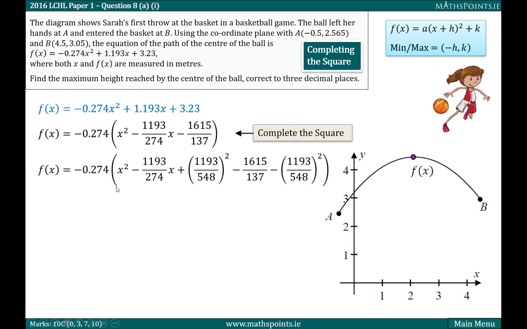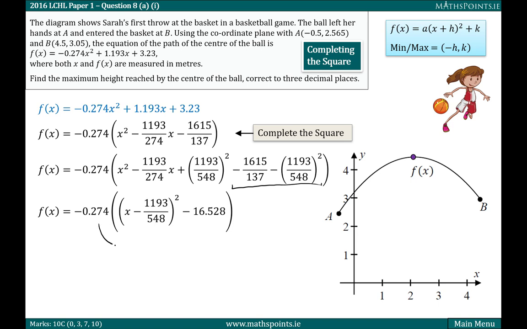So we have minus 0.274 on x minus 1193 over 548 squared minus 16.528. So when we have minus 1615 over 137 minus 1193 over 548 squared, we get minus 16.528. Always remember to multiply the coefficient outside of the bracket by the last term here, and that will get it outside of the bracket. And we have minus 0.274 on, now I've just written this 1193 over 548 as a decimal, 2.177, and then minus 0.274 times 16.528 is 4.529.